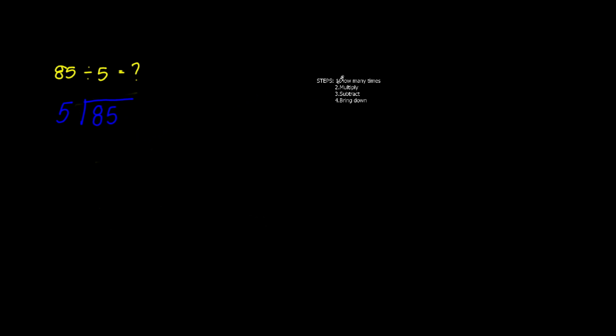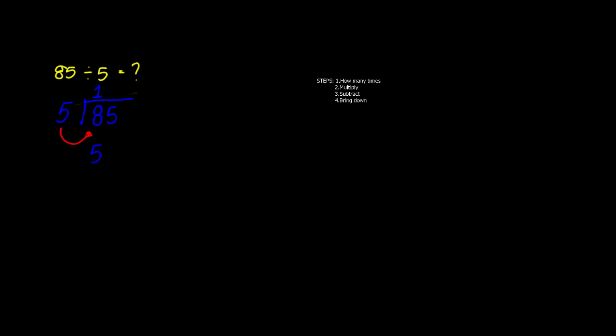Right? So for our first step, how many times does 5 go into the first digit that you see over here, which is 8? Right? 5 can go into 8 at least once. Now for our second step, we have to multiply. 5 times 1 will give us 5.